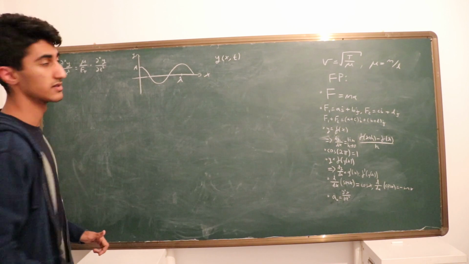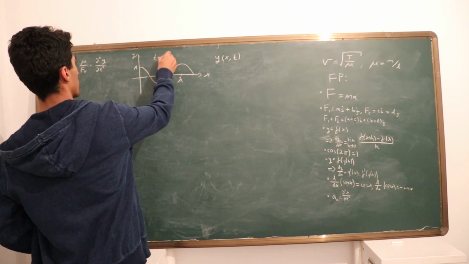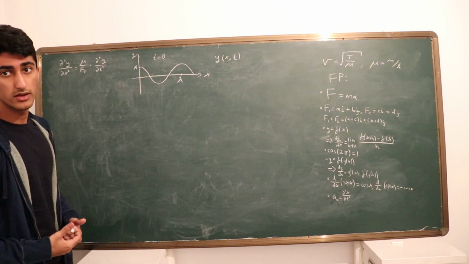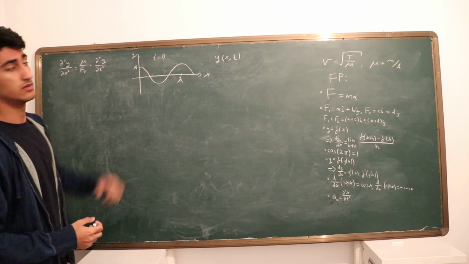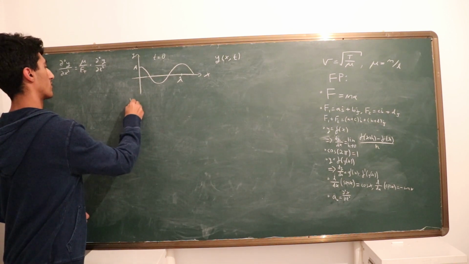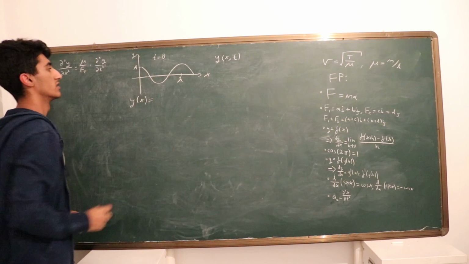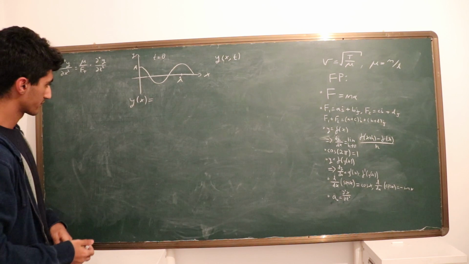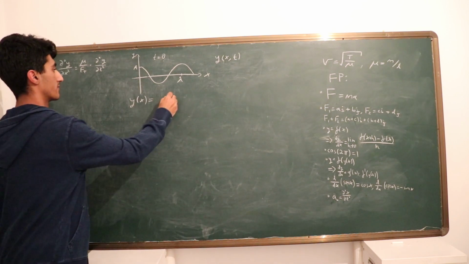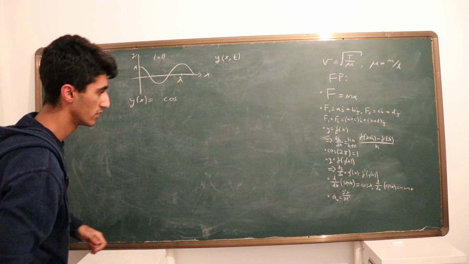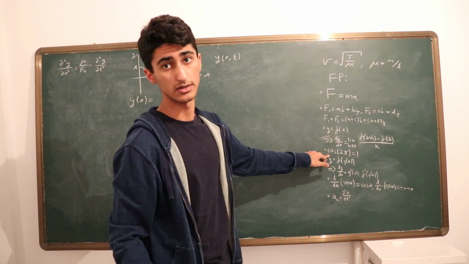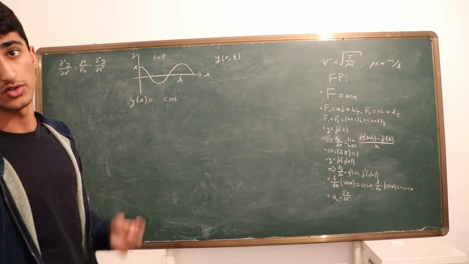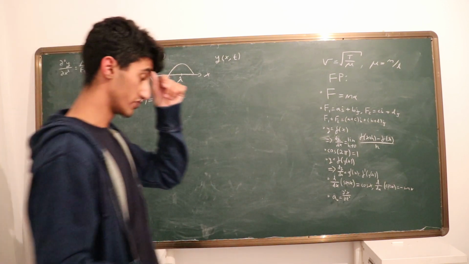So let's just say this is a snapshot at t equals 0. We could find y as a function of x first, so imagine we just keep this wave still, and we want to find an expression that gives you this wave. So first of all, we know cosine of 2 pi equals 1. Now cosine of 0 is also equal to 1.